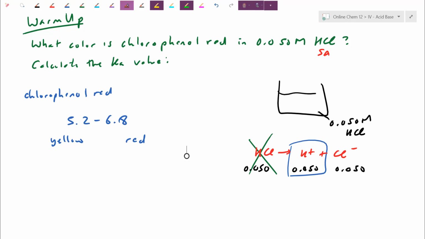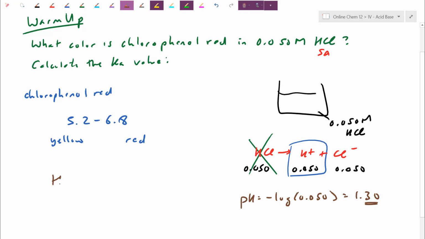So let's find the pH. It was really easy to find the H plus for something that was strong. So we're just going to take the negative log of 0.050. Negative log 0.05 gives me here a pH of 1.30. A reminder again, for pH, the significant digits are after the decimal place. So we're heavily in the acidic region.